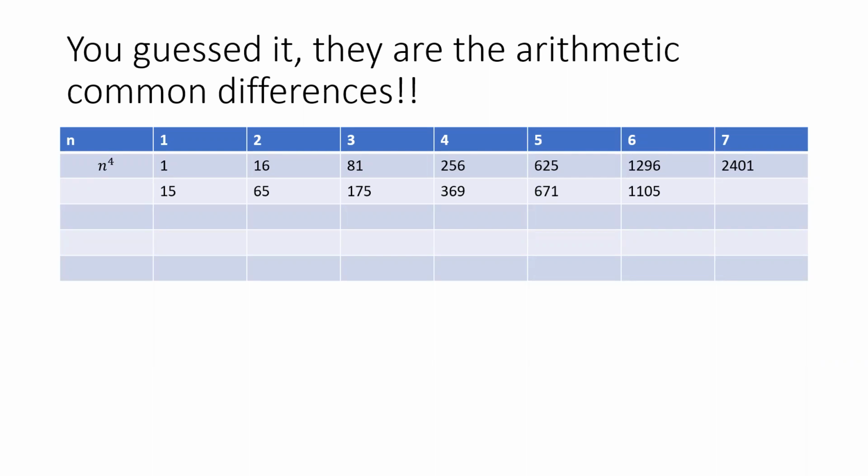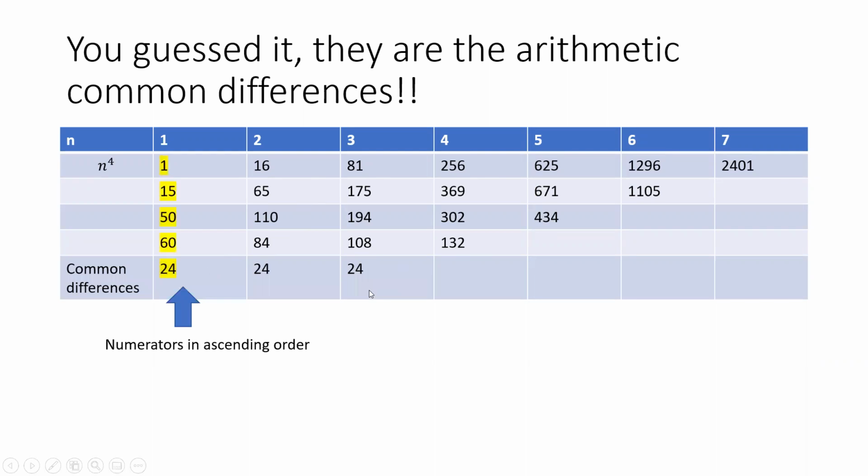And then if I keep subtracting on and on and on until I get a row where all the differences are the same, they're all commonly the same difference. That's why it's called common differences. I would eventually get to a point where they're all 24s in this case. And what you'll notice is that very first column, those were the numerators to our fractions. And so if you find your common differences, you actually get your numerators to those fractions.